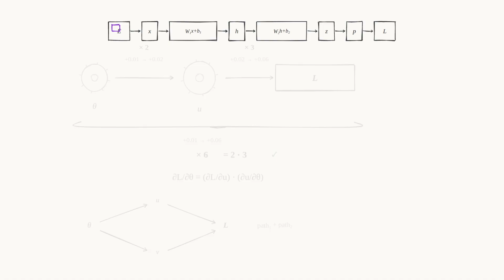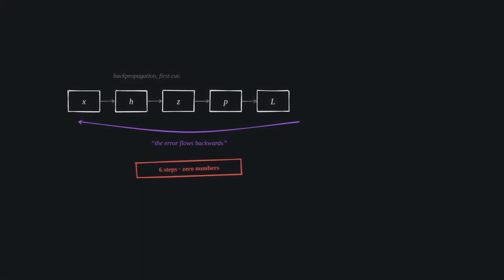All that remains is to organize this calculation so that nothing gets computed twice, and the order in which that's done has a name of its own, one of the most famous names in all of machine learning. Let's meet it. Last pause, and it's the big one.